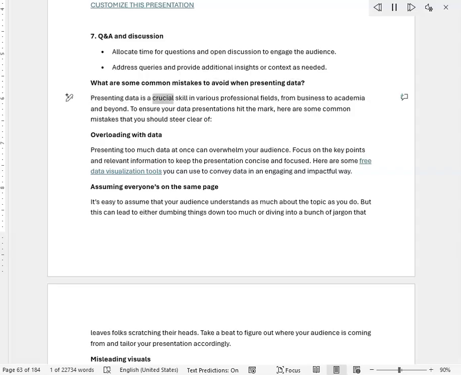What are some common mistakes to avoid when presenting data? Presenting data is a crucial skill in various professional fields, from business to academia and beyond. To ensure your data presentations hit the mark, here are some common mistakes that you should steer clear of.